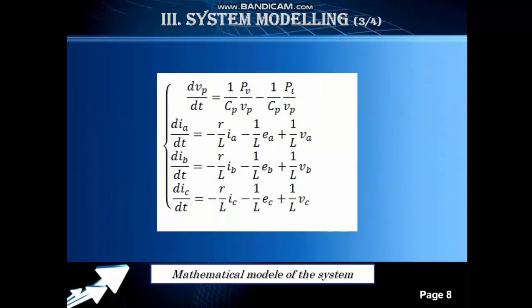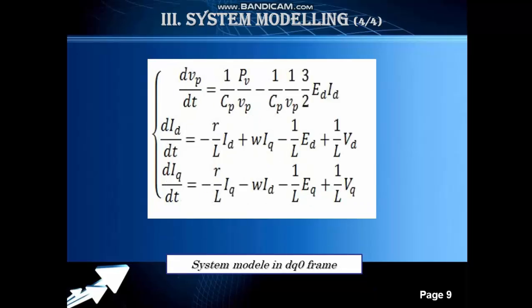Now, this is the mathematical modeling of the global system based on electrical equations of different parts of the system, where VA, VB, and VC are the input controls of the inverter in ABC frame. To simplify the development of the controller, we applied a DQ transformation to convert the previous model into the following model in DQ axis. Here, VD and VQ are the input controls of the inverter in DQ axis.